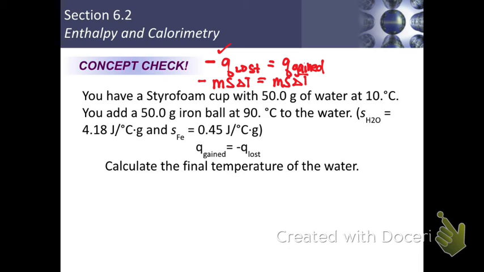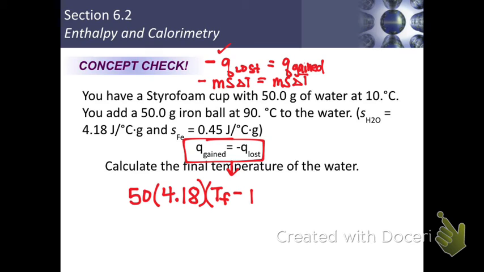All right, so I'm going to set this problem up exactly like I just had it at the top of the, oh wow, okay. I didn't realize I even put it there. We can set it up just like this one, that's fine. Which one of my objects was gaining heat? Iron or water? Water. So let's go ahead and just keep water on the left side like in this equation right here. The mass of the water is 50. The specific heat of the water is 4.18. And the final temperature we don't know. We do know the initial temperature was 10.